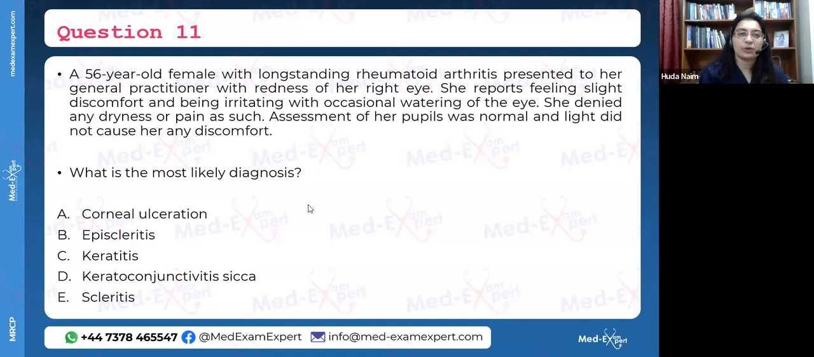Okay, so you have a 56-year-old female with long-standing rheumatoid arthritis, and she presents to the general practitioner with redness of the eye. She reports slight discomfort and irritation with watering of the eye, and she denied any dryness and pain. So assessment was normal. What is the likely diagnosis? So somebody said keratoconjunctivitis sicca. In keratoconjunctivitis, you would have dryness, okay? So the correct answer is episcleritis. Very good, those of you who were correct.